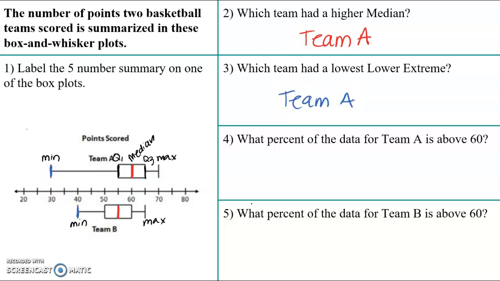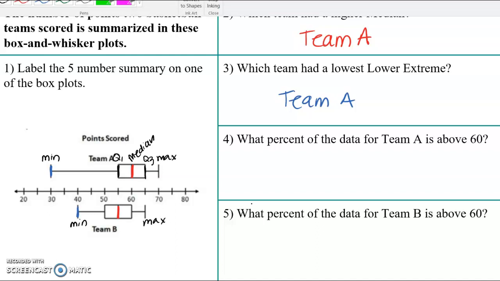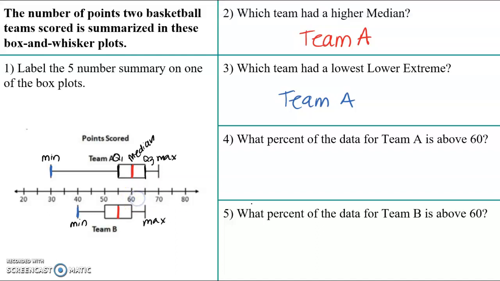Number 4 says, what percent of the data for Team A is above 60? Well, 60 is found right here.